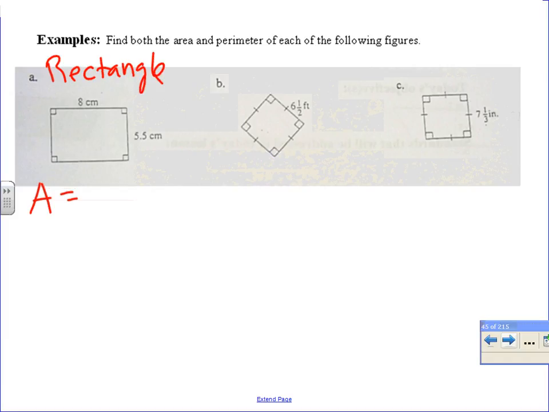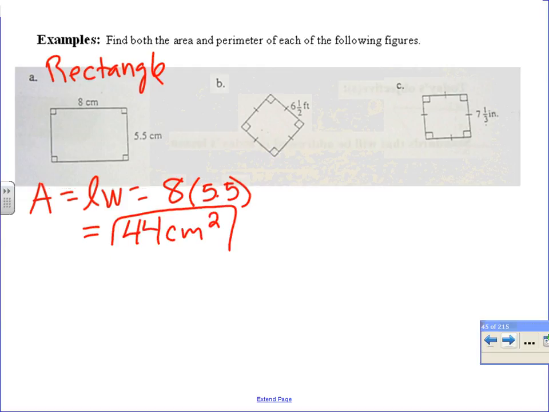We are using the area formula of length times width. So this is why I told you to have your calculators. Instead of multiplying decimals by hand, you're more than welcome to use your calculator. So all we're doing is taking 8 times 5.5 centimeters. What is the area of the rectangle, Kevin? 44 centimeters squared. Good job. Please do not forget units. Just like Kevin said, area is always units squared. Always.